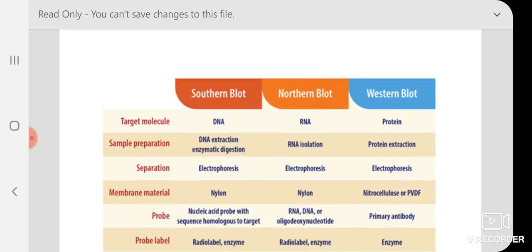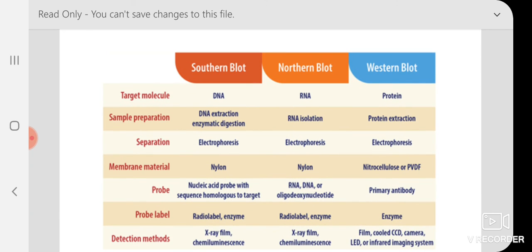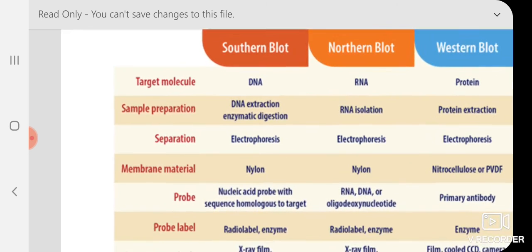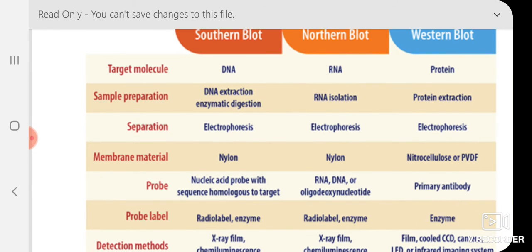Now we will compare these three blotting techniques: Southern blot, Northern blot, and Western blot. Our target molecule is DNA for Southern blot, RNA for Northern blot, and protein for Western blot. For sample preparation in Southern blot, we use DNA extraction and enzyme digestion. Remember, enzyme digestion is required. Then for RNA, no enzymatic digestion, and for protein, whole protein extraction.